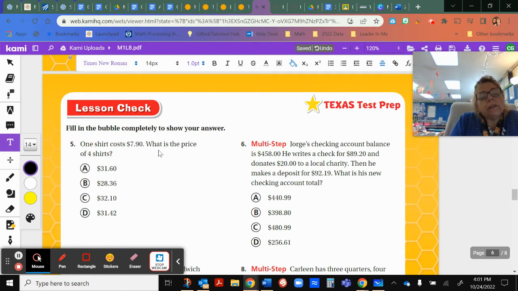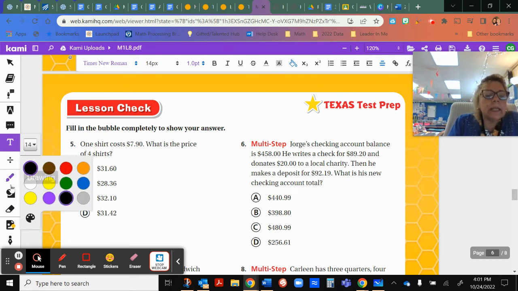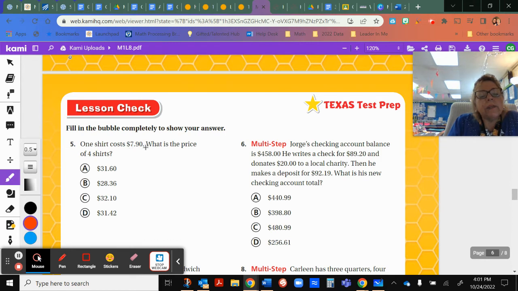One shirt costs $7.90. What's the price of 4 shirts? Okay, so let's think about this. Let's estimate. In class today, we were talking about estimation. $7.90 is close to $8, right? So 8 times 4 equals 32. And I'm a dime off on both of those. So that's like taking 40 cents away.